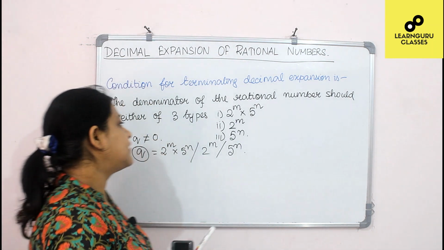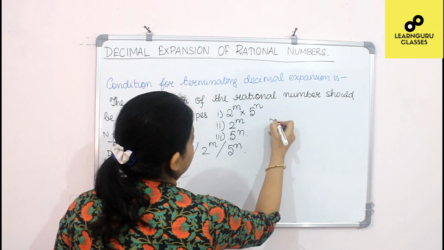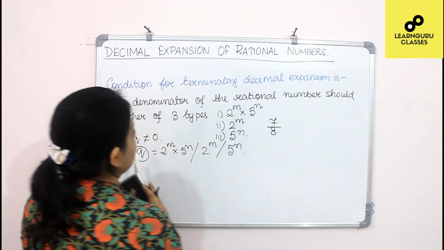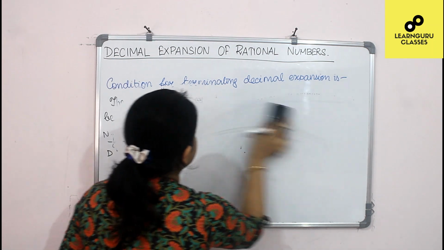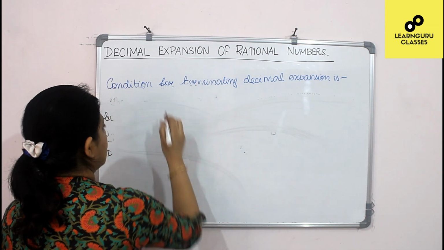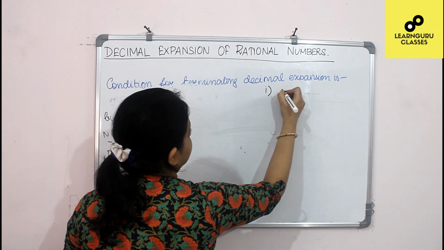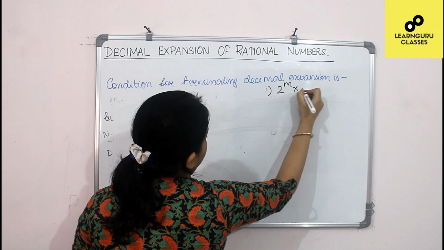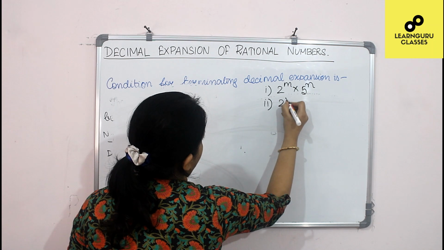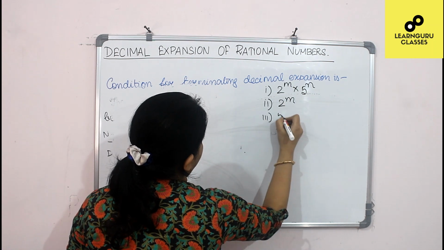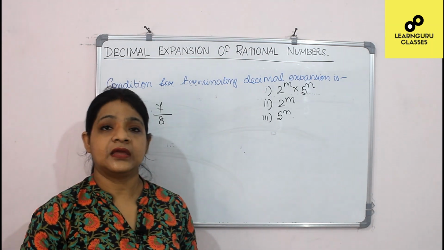So for that let us take one example of 7 by 8. The condition I am writing here once again: 2 to the power of m into 5 to the power of n. Second is 2 to the power of m. Third is 5 to the power of n. Now I have taken an example of 7 by 8.